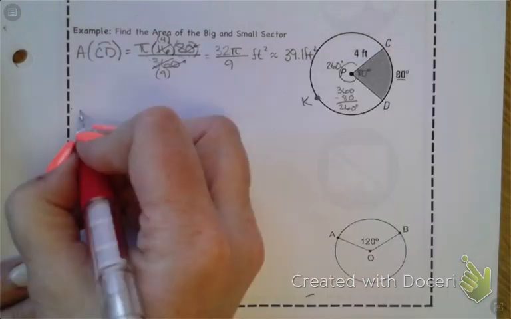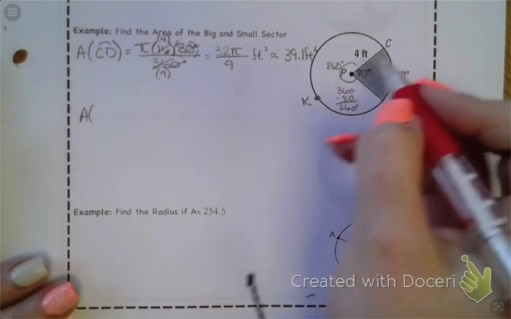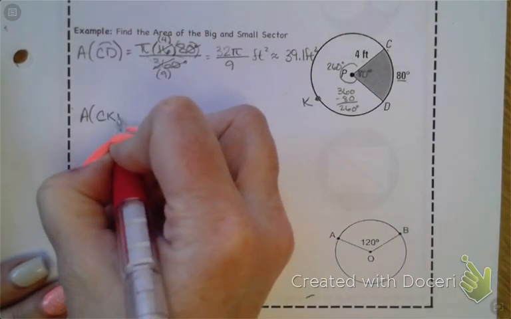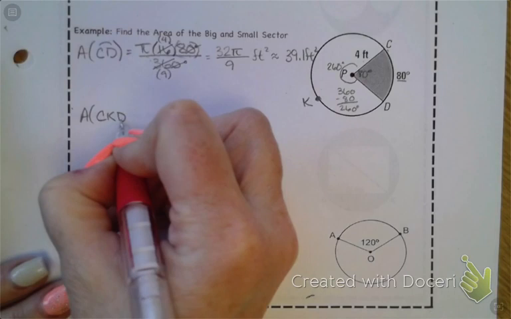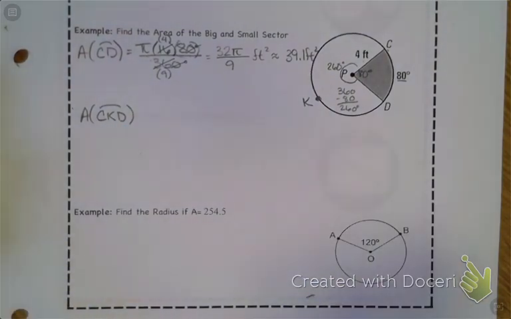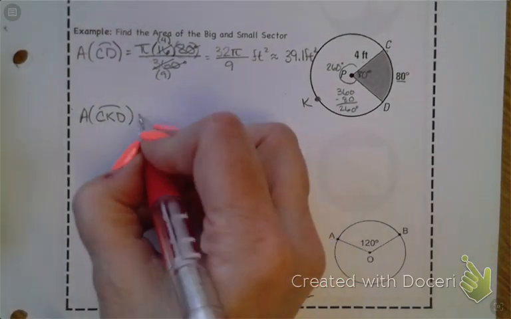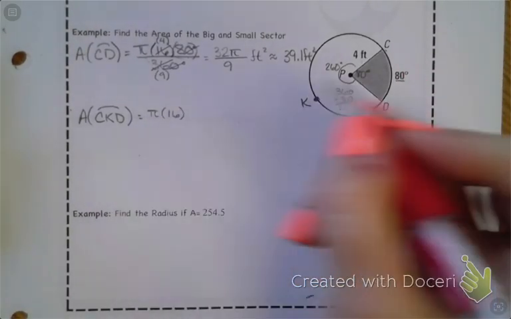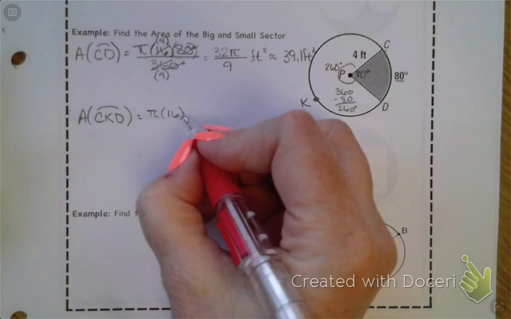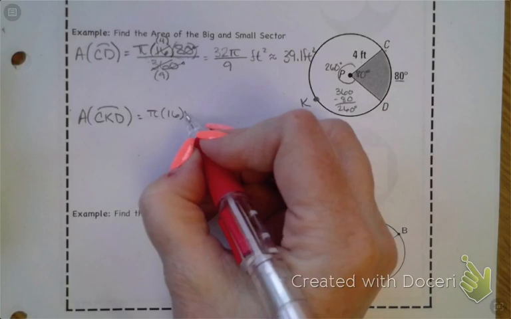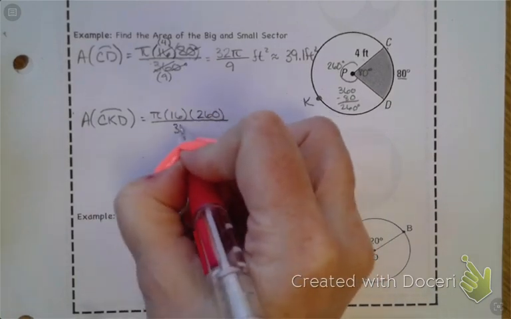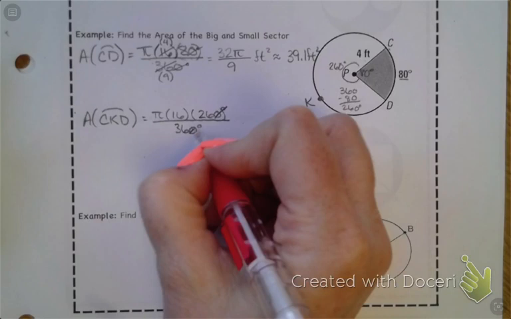So then I need the area of the larger one, so beginning, end, and a point in the middle. So C, K, D in an arc to show it's a sector, not an angle. And so then we again have pi. Our radius is still 4, so 4 squared is 16, but our angle this time is 260, subtracting the 80 from 360. All over 360. Okay, so our zeros and degrees can reduce.